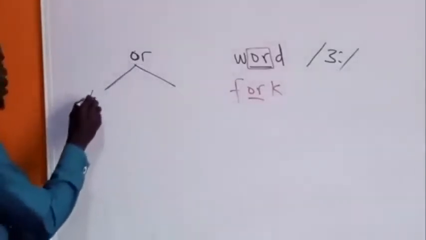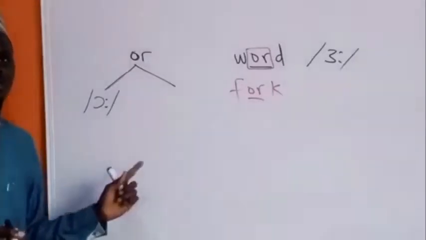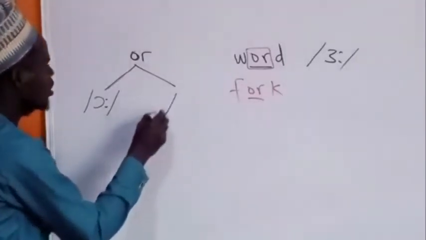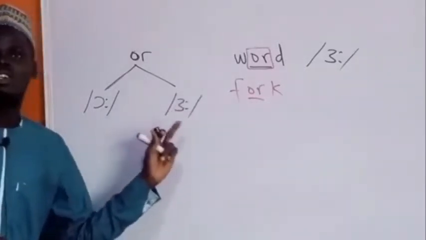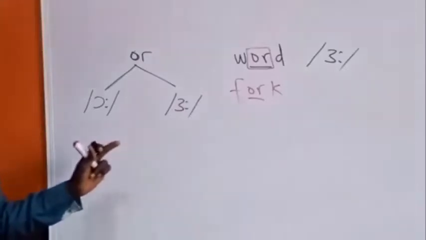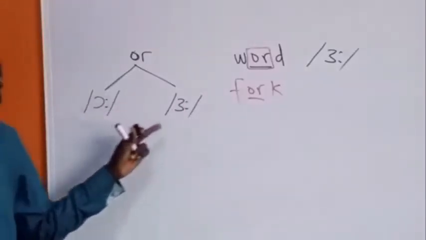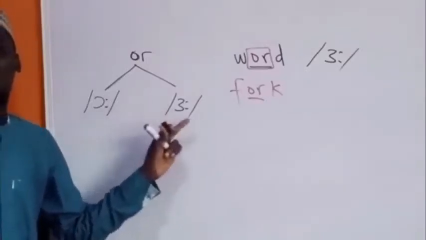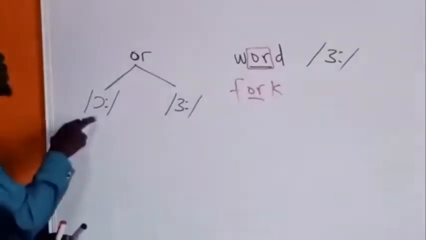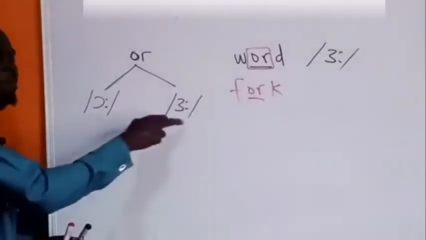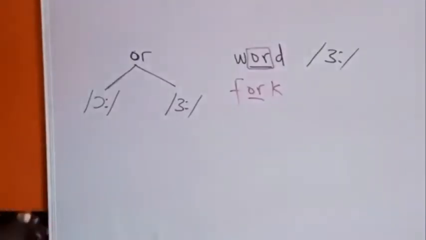It can give us this sound, which is "or". Or it can also give us this sound, the long "er". It is not the short sound we have in the Yoruba language; this is the long sound it gives us. Now the confusion you have is when do you pronounce it as this "or", and when do you pronounce it as this "er"?